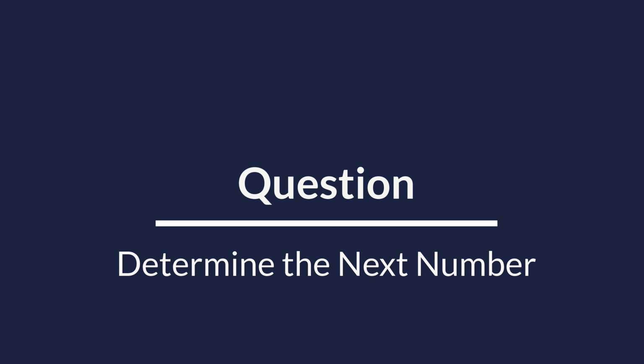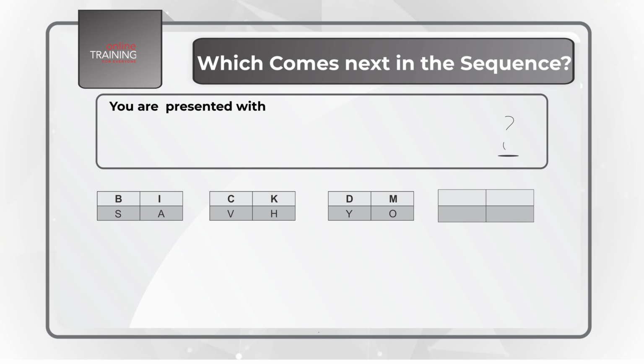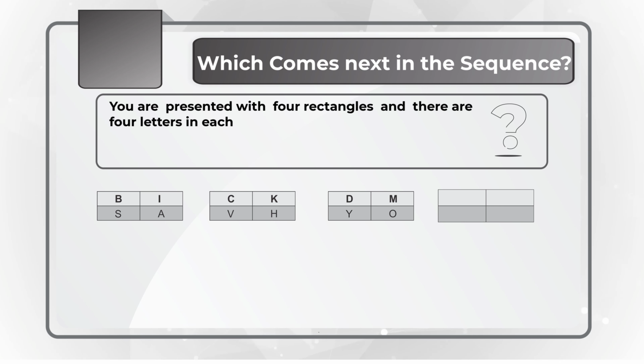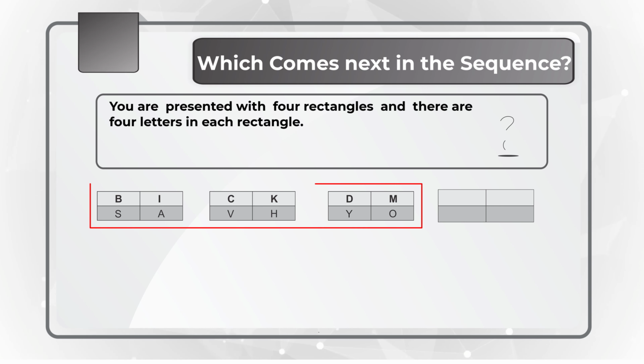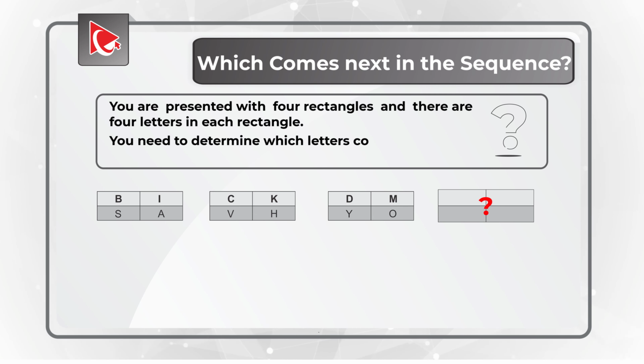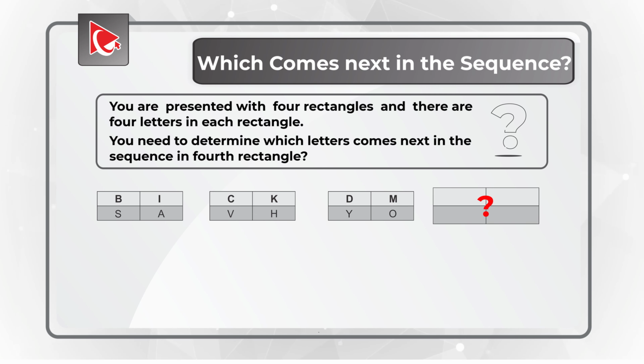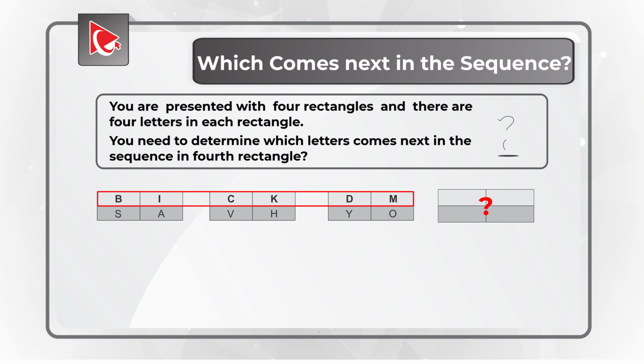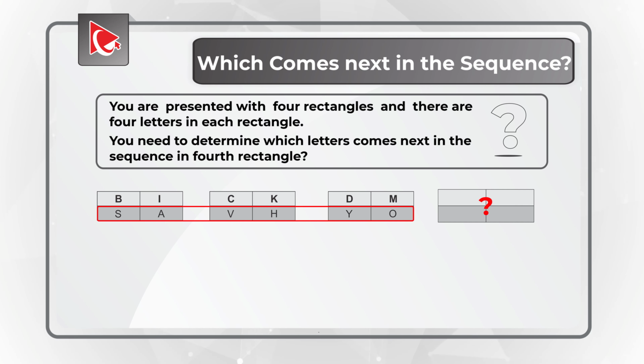Here's one of my favorite questions, where you need to determine the next item in the sequence. You're presented with 4 rectangles. Each rectangle contains 4 letters. 3 rectangles contain letters, and you need to determine the letters in the 4th rectangle. What's interesting is that the upper row of letters is bold, and the lower row of letters in the rectangles is the regular font.